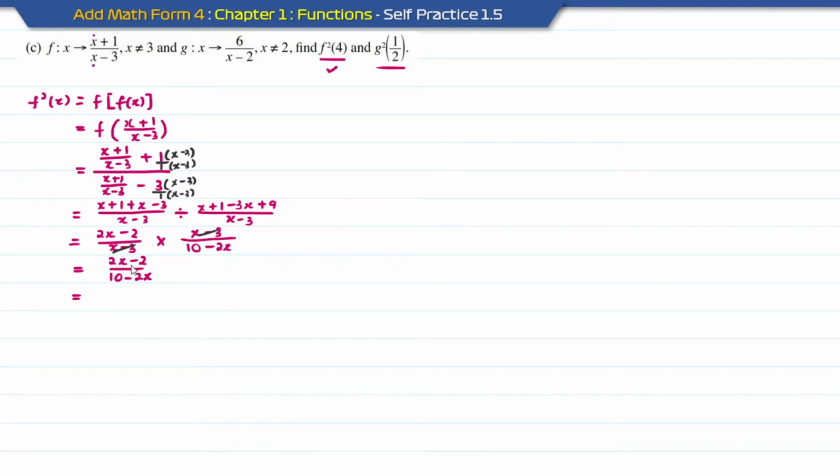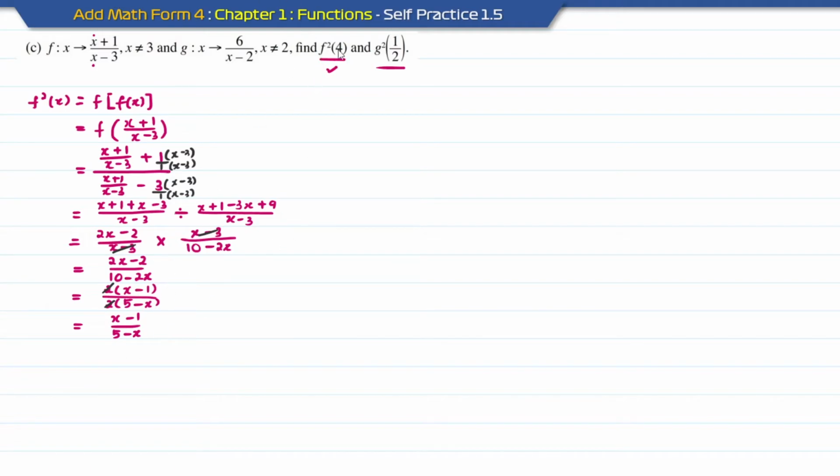So for the numerator part, the common factor is 2, so I can factorize it. 2 bracket x minus 1. And for the denominator, this part, I also have a common factor of 2. So bracket 5 minus x. So the number 2 here, I can simplify it. So finally, I'm going to get the answer of x minus 1 over 5 minus x. So this is the iterated function of f squared.